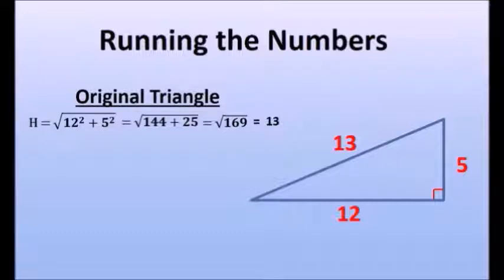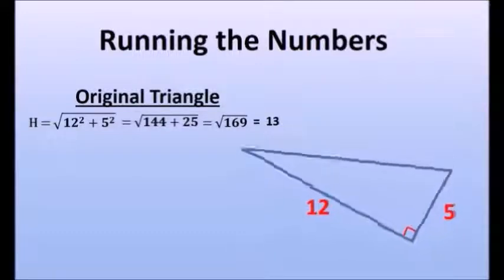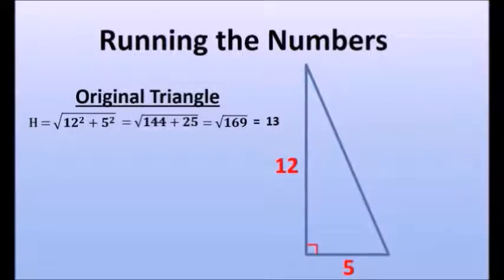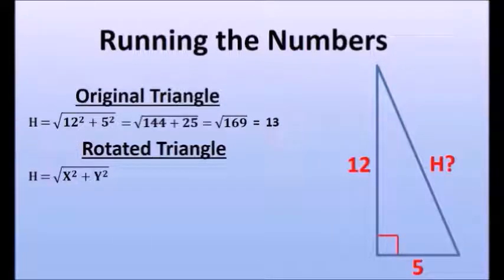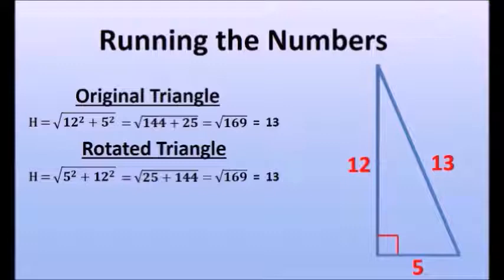Now, let's interchange the horizontal and vertical distances like this. What does the math give us for h now? For this new triangle, we once again start with the Pythagorean theorem. This time, however, our horizontal distance is only 5 and our vertical distance is 12. Therefore, we'll end up with 5 squared plus 12 squared, like this. Doing the math, we get 25 plus 144 under the square root sign. But that still gives us 169 under the square root, which gives us the same answer of 13. So we get the same answer either way.